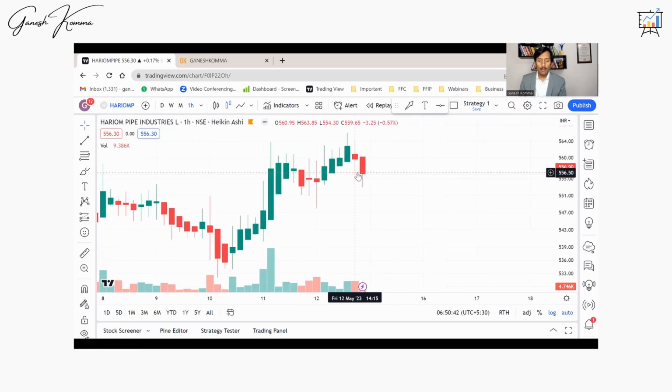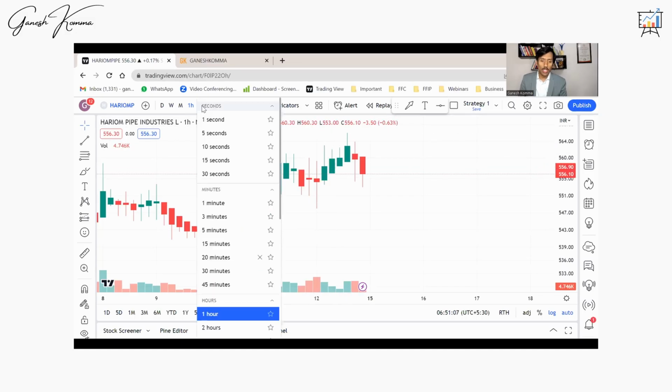So on 12th May, Friday, starting from 9:15, first hour, how did it do? And yes, this is also an intraday or scalping technique methodology. So it gave you, for the next 4 hours, a bullish kind of trade.